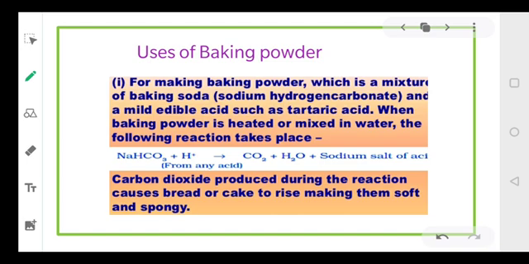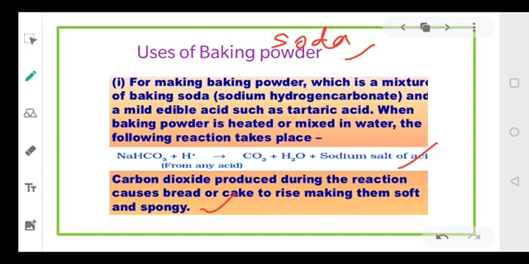Now coming to the uses of baking powder. First of all, I said baking powder, or you can say baking soda. It is used to prepare baking powder. And how do we prepare baking powder? By mixing the soda with tartaric acid. Clear? And this is the reaction. Then we know that CO2 will be produced, and that will make the cake or bread soft and spongy.